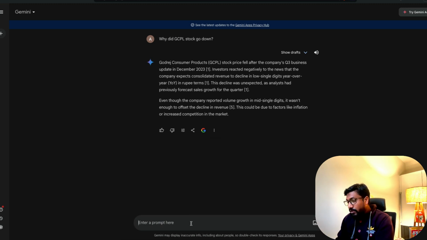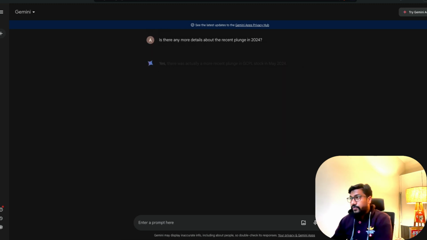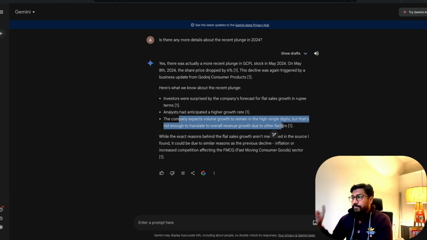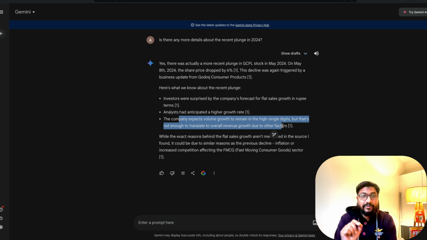So I'm going to ask, is there any more details about the recent plunge in 2024? Okay, so let's give it the benefit of the doubt. So it said there was actually a more recent plunge in 2024. On May 8th, the share dropped by 6%. It was triggered by a business update from Godrej Consumer Products. Investors were surprised. Analysts had anticipated higher growth and so on. So we have spent two prompts and the answer from Gemini does not even come closer to what we were expecting.